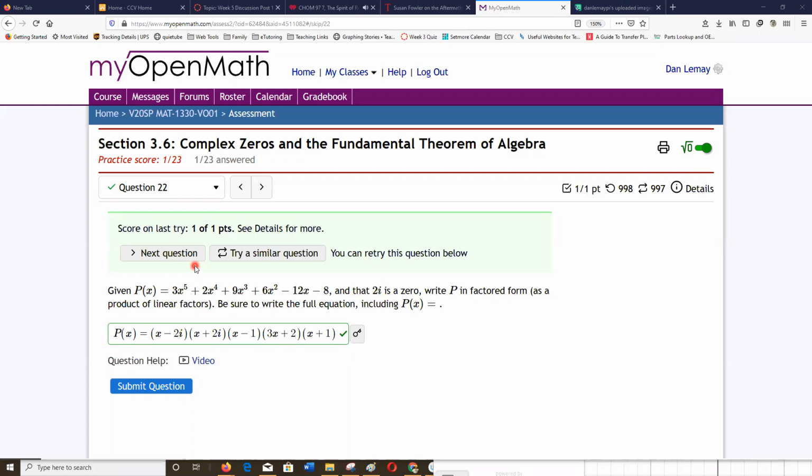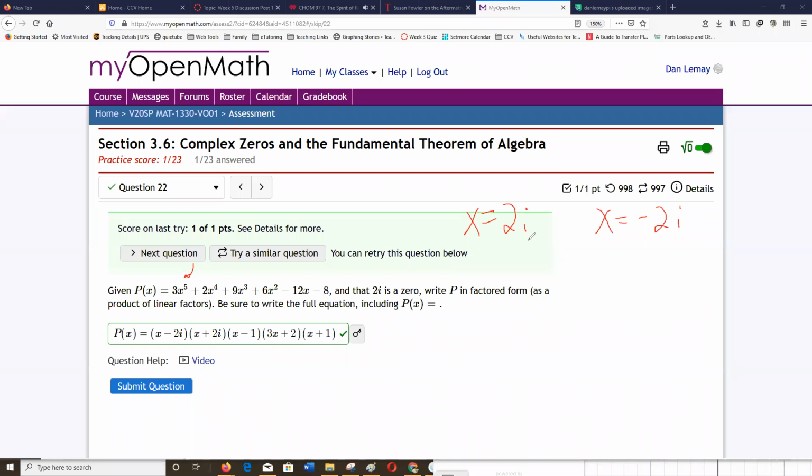What I've got going here is, I've got all this work done on another paper, but some of it I didn't write down, and I'll make that paper available somehow. Since I know that x equals 2i is a zero, and this is a complex zero, complex zeros occur in conjugate pairs. So that also tells me that x equals negative 2i is a zero. That takes care of 2 of the 5 zeros.